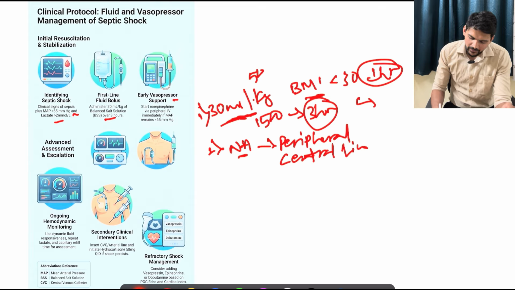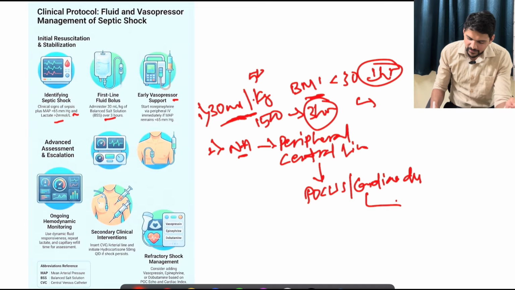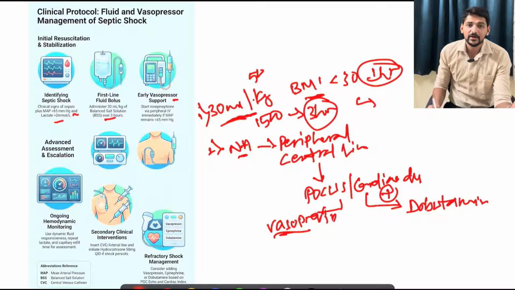Even if it is not improving, we have to consider focused point of care ultrasound, and look for any cardiac dysfunction. If cardiac dysfunction is present, we have to utilize the second drug, an inotrope, dobutamine, to maintain the mean arterial pressure. If there is no obvious cardiac dysfunction, we can choose the second line, that is nothing but vasopressin, as the second drug in maintaining the BP.